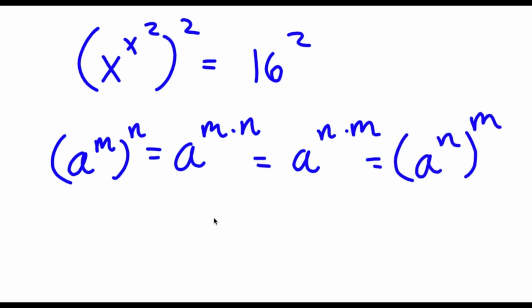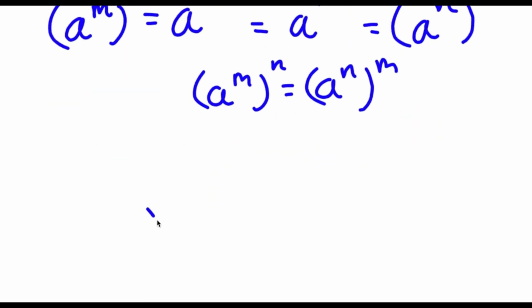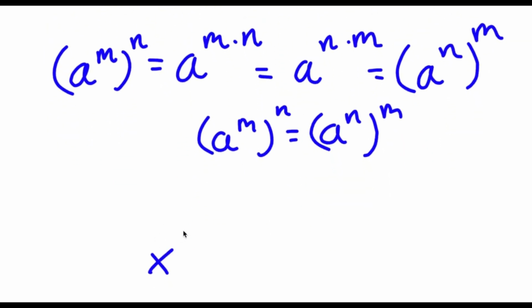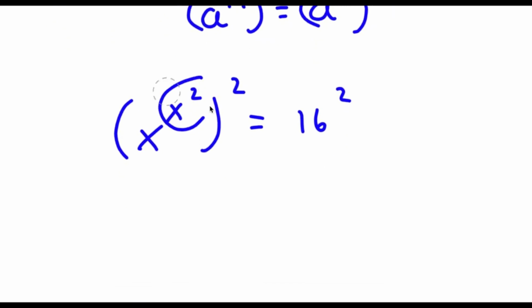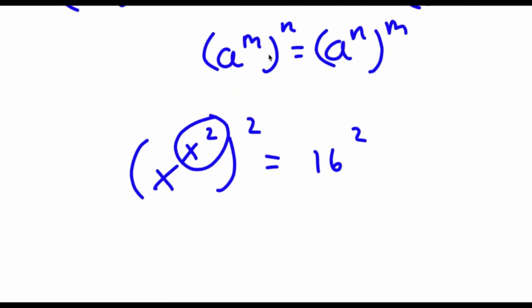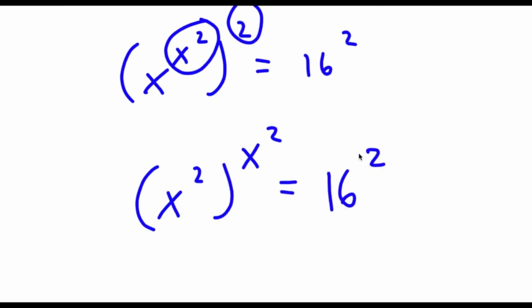So to simplify all of this, a to the power of m to the power of n is equal to a to the power of n to the power of m. So these two are equal. So right here we have x to the power of x to the power of 2 to the power of 2 is equal to 16 to the power of 2. And in this case we can think of x to the power of 2 as m and 2 as n. So now we can switch these two places. So now we have x to the power of 2 to the power of x to the power of 2 is equal to 16 to the power of 2.